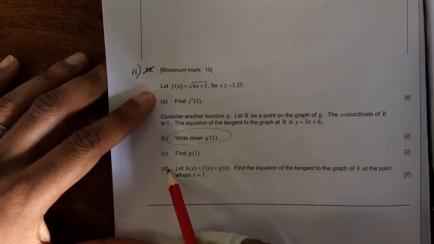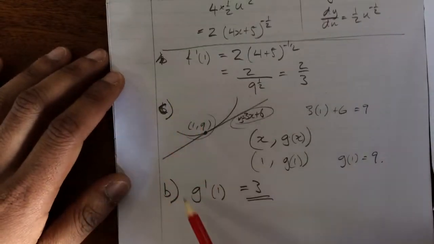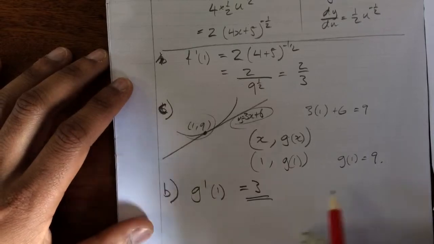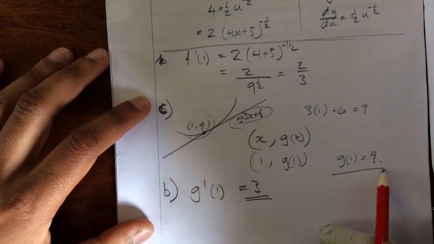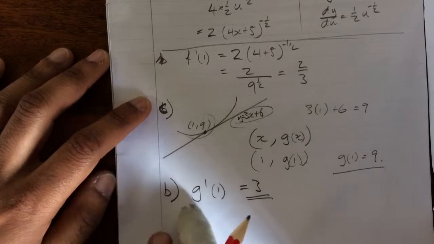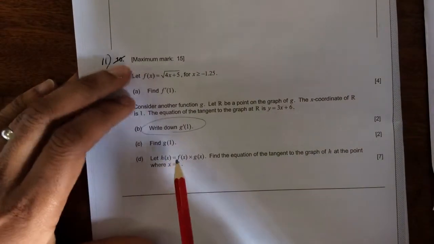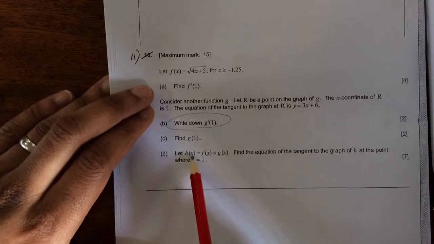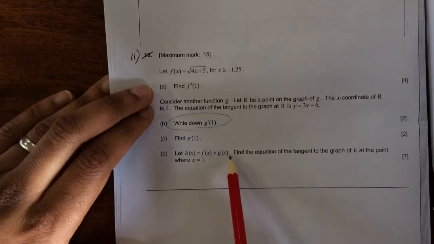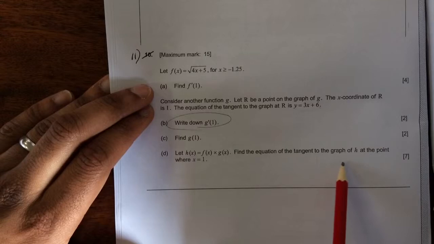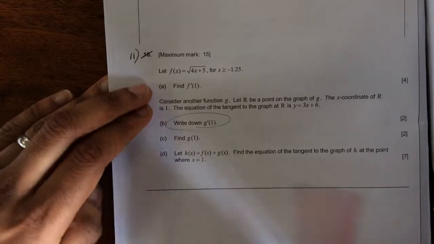Okay, now we look at part B. Before I do that, I did parts B and C in a slightly different order. It doesn't really matter as long as you write things like this: g of 1 equals 9, g prime of 1 equals 3. They don't mind. Now it's saying, let h of x equals f of x times g of x. Find the equation of the tangent to the graph of h at the point where x equals 1.